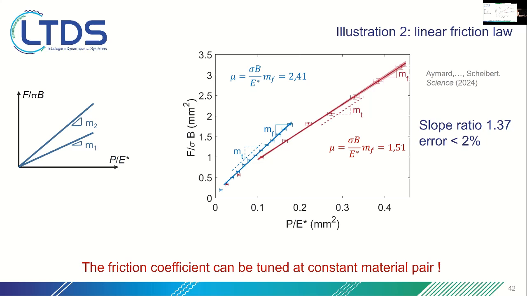And as I was mentioning before, those slopes connect to the friction coefficient. So we can transfer to values of friction coefficient, and there are values as different as 2.4 and 1.5. And I recall that we didn't change anything in the material in contact, only the topography is different.